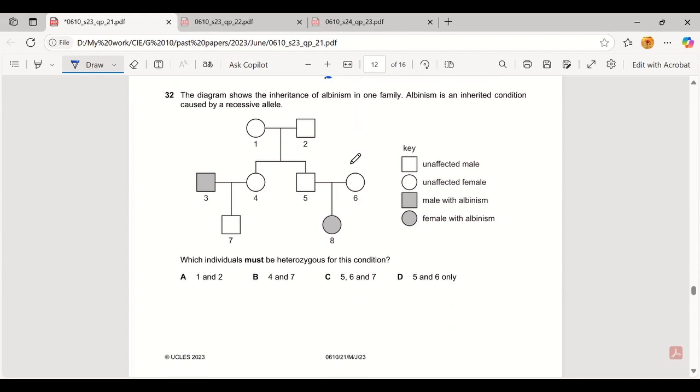The diagram shows the inheritance of albinism in one family. Albinism is an inherited condition caused by a recessive allele. And here is the key. Which individuals must be heterozygous for this condition? I will ask Sajim. Five, 6, and 7. Yes, very good.